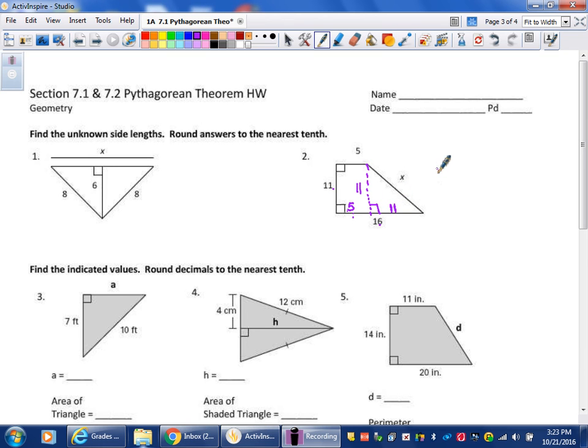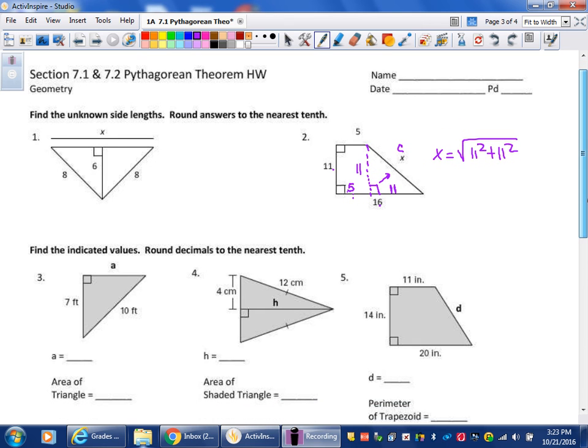So now you've got what you need. You can do x would equal square root of 11 squared plus 11 squared. You're adding because they want the hypotenuse. This is C. Okay? Always identify your C first.